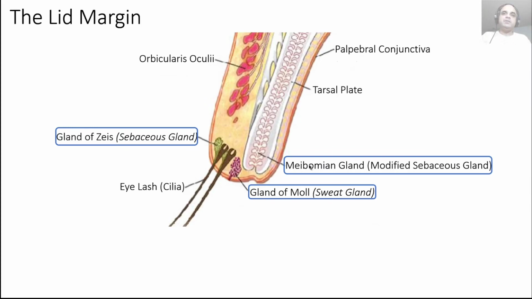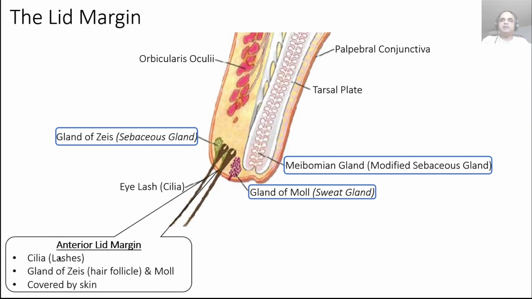The meibomian gland we have already talked about is the gland that's within the tarsal plate, and it is a modified sebaceous gland, and it produces meibum, which is the oily part of the tear film. Then you have the tarsal plate, which is a thickened fibrous tissue which gives the lid its shape. The posterior surface of the lid is covered by conjunctiva, which is called the palpebral conjunctiva. The orbicularis oculi is a muscle that closes the eye, and the anterior part of the lid is covered by skin.